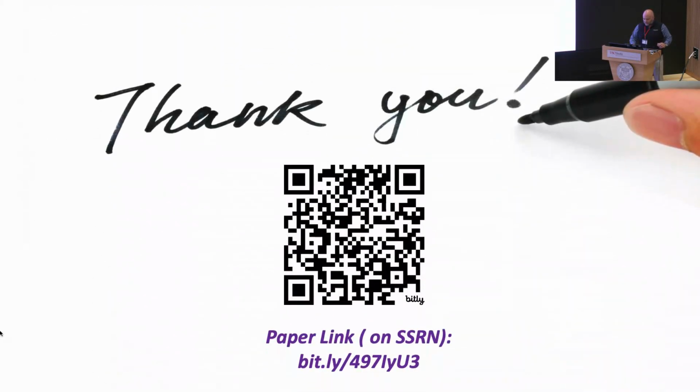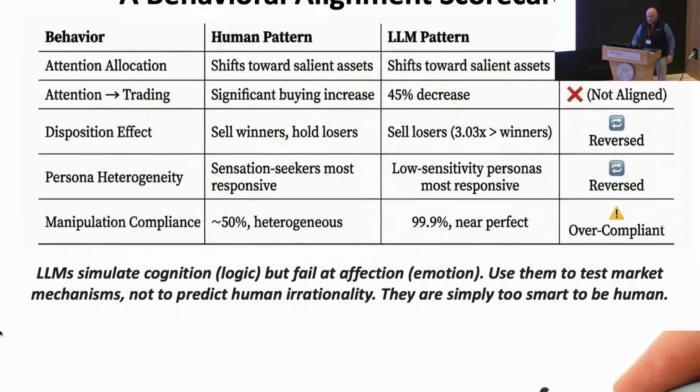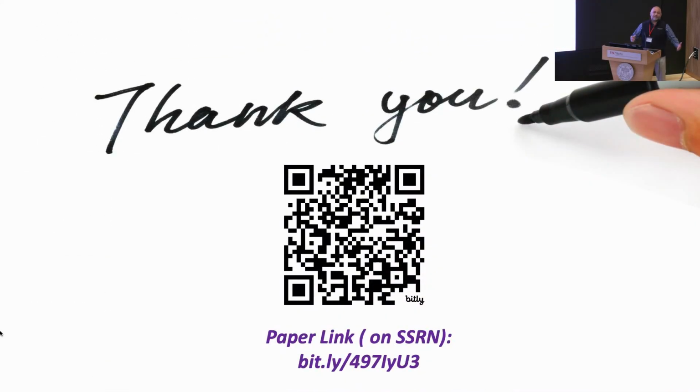So let me just cut to the end here, and I'll say that in the end, what I found is that large language models simulate cognition and logic well, but they don't really pick up on the affective, emotional side of human decision-making. So if we're going to use these for evaluation of decisions, we have to be cognizant that they're not picking up emotional states of decision-making. So that's it. Thank you so much.